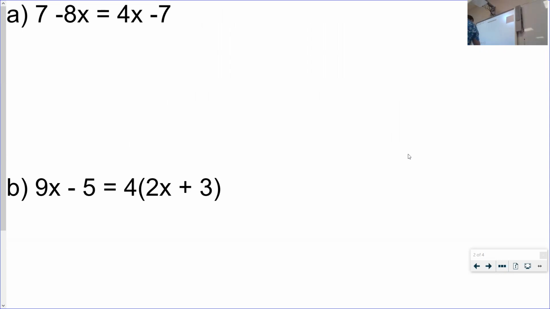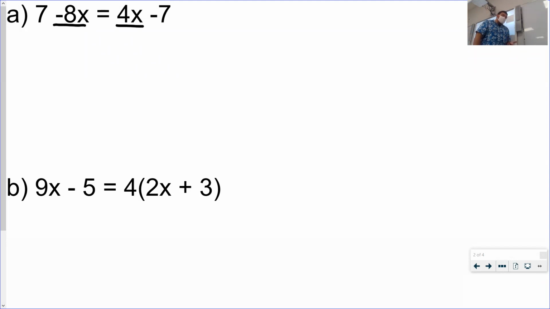Now, for A, I'm going to move over the smallest x. So let me look at these 2 x's. Oh, first off, step 1, can I combine anything here or combine anything here? No. So I'm going to go to step 2. Step 2 is going to be move the smallest x over. So what I'm going to do is look at this one and this one. One is a negative 8x and one is a positive 4x. So the smallest one of the 2 is negative 8. Negative 8 is smaller than positive 4.